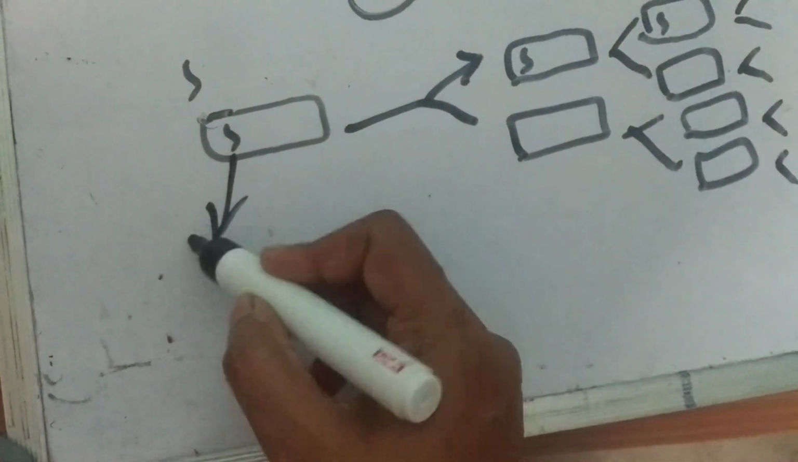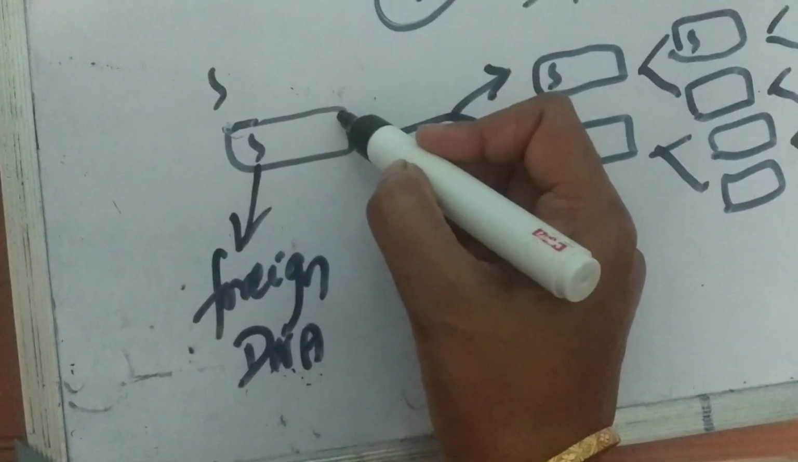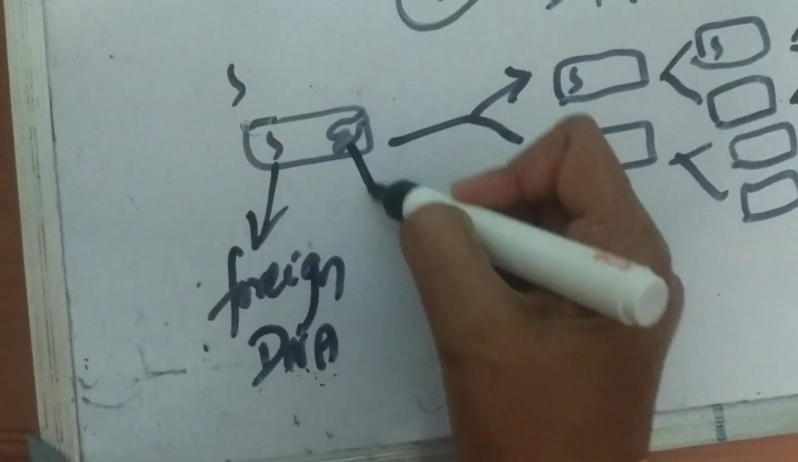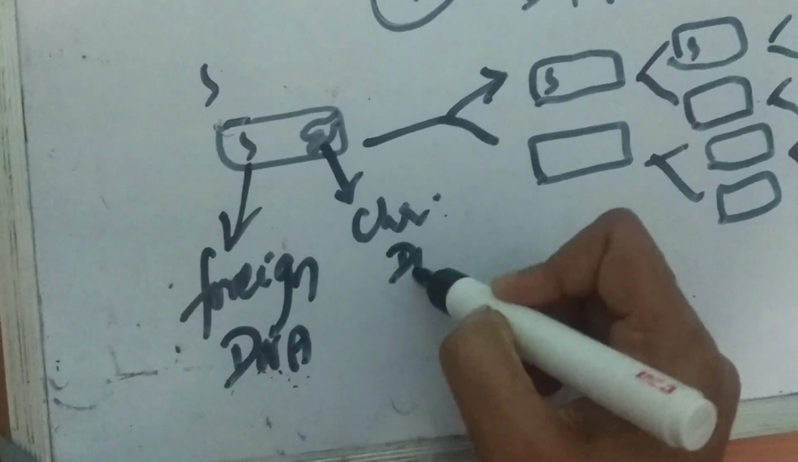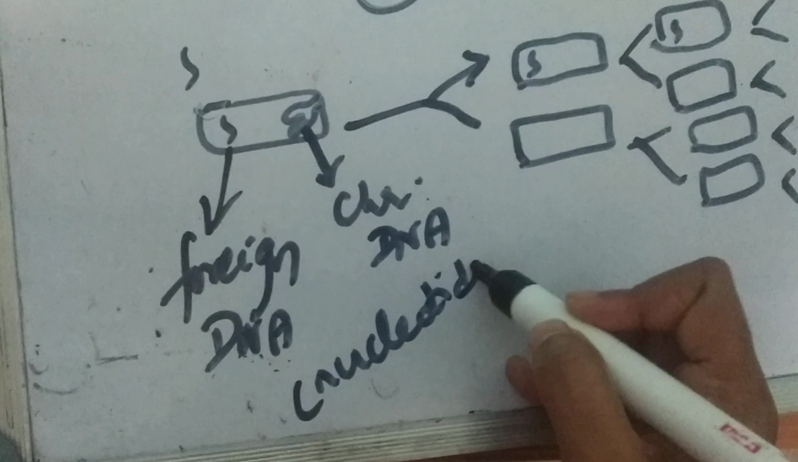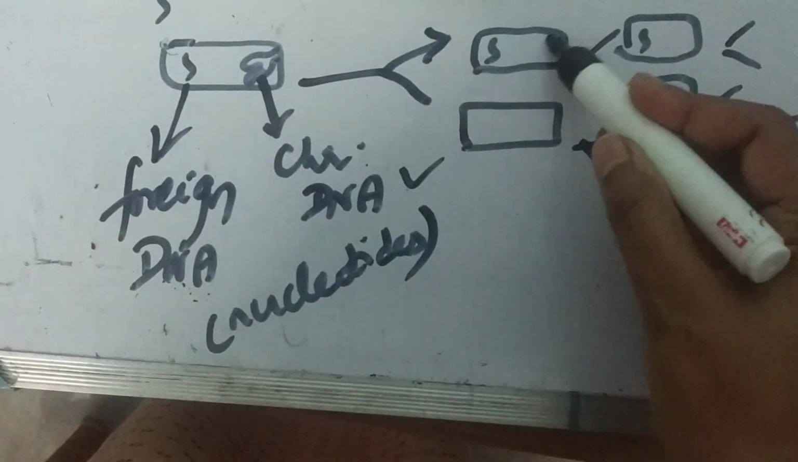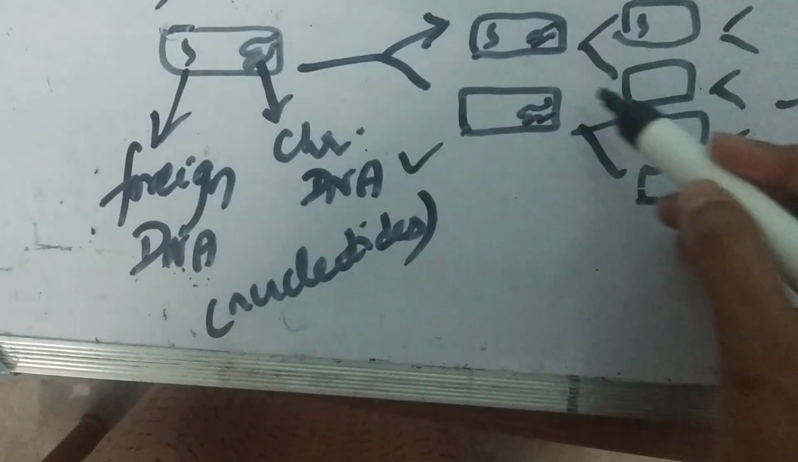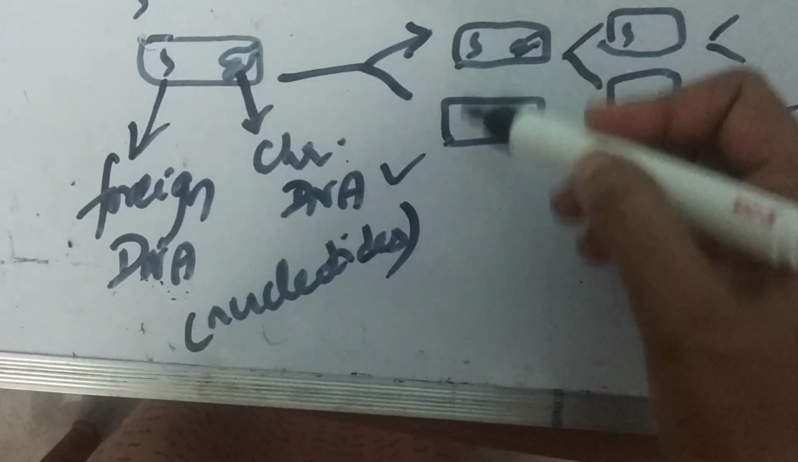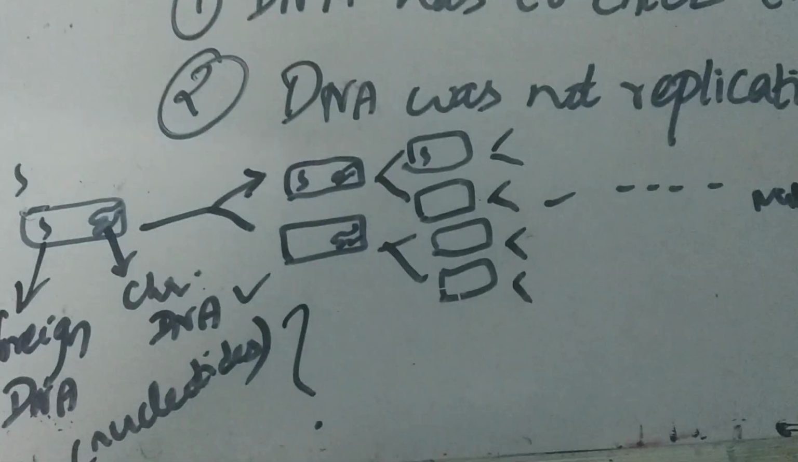This is the foreign DNA. The cell also has its chromosomal DNA. This is also DNA. Both of them are made up of nucleotides, the 4 nucleotides, GATC. The chromosomal DNA is able to divide, and both the daughter cells get it. Alright, but why is this foreign DNA not dividing? Why is the foreign DNA not dividing? So this was the question.